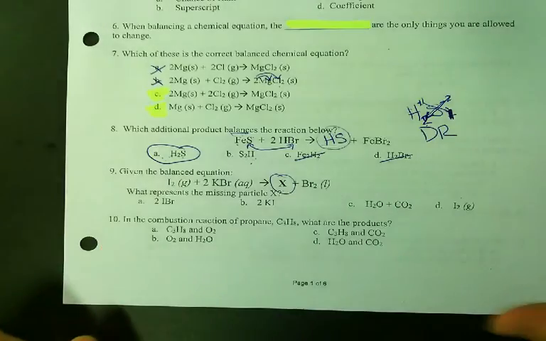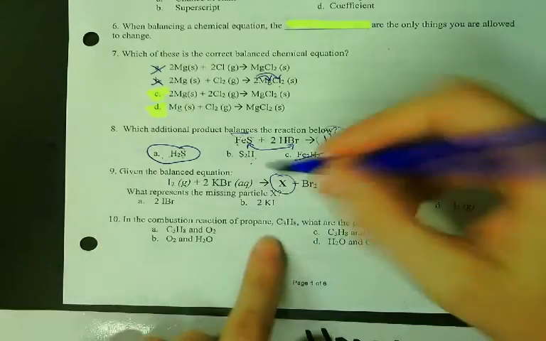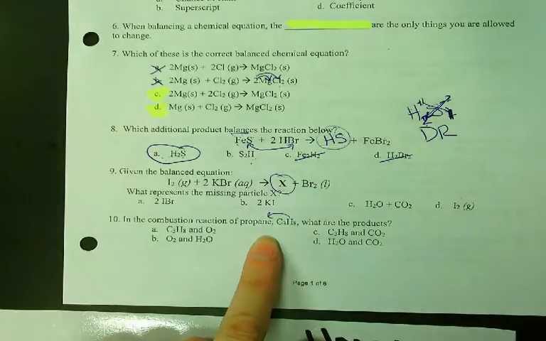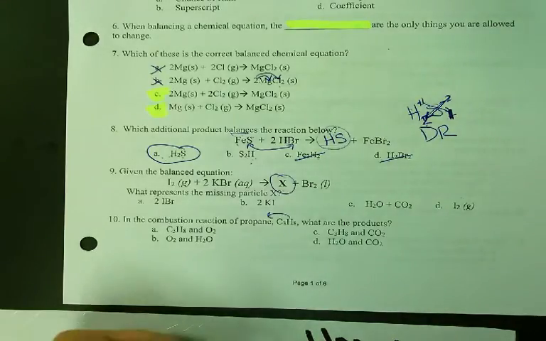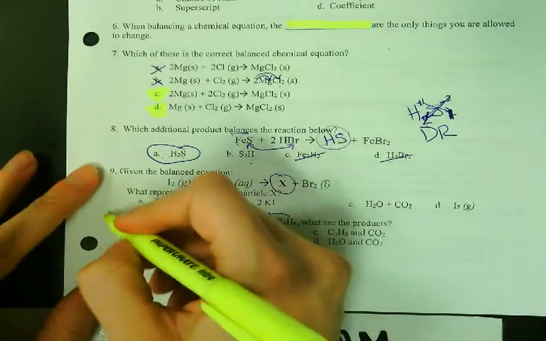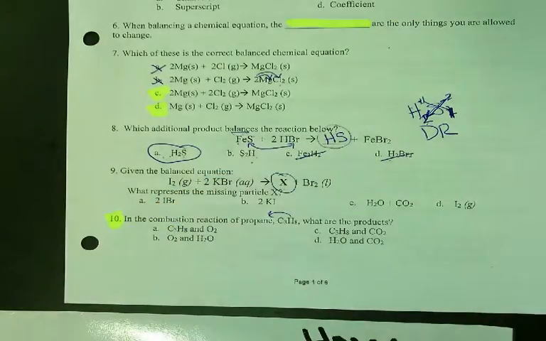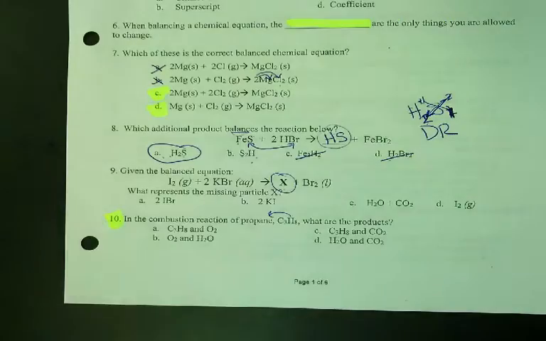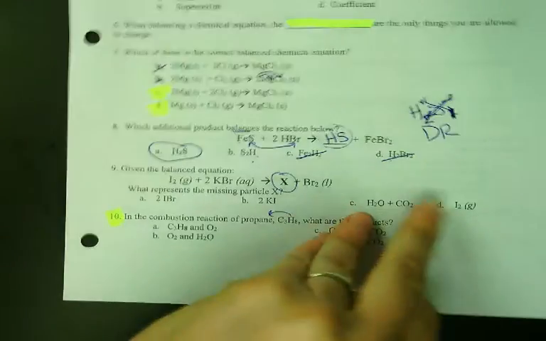Number 10, the combustion reaction of propane, C3H8. That's what propane is. What are the products? Now, you should have this one memorized. For my class, you wrote this as a key concept that should be memorized. Combustion reactions always have the same 2 products. Check your notes if you don't know this one. But you should know the products of combustion reactions. Okay? That's something to have memorized. Please turn to page 2 with us.